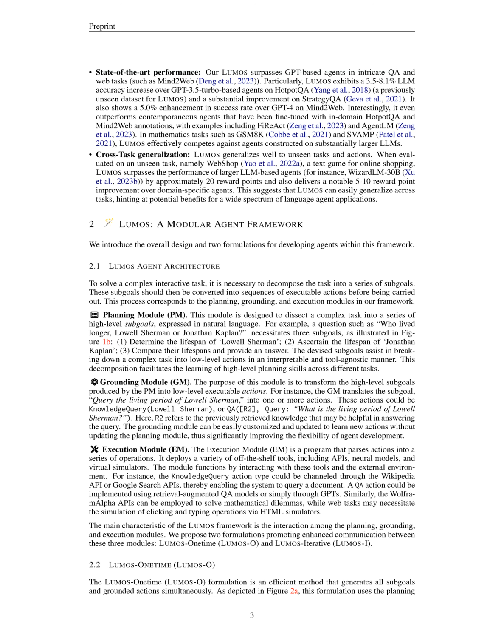Section Summary. We propose LUMOS, an open-source language agent framework built on open-source language models, LLMs, which addresses the limitations of closed-source LLM-based agents. LUMOS consists of 3 modules: a planning module, a grounding module, and an execution module, enabling it to perform complex interactive tasks such as question answering, web browsing, and mathematical reasoning. Our evaluation shows that LUMOS achieves state-of-the-art performance across various tasks, outperforming GPT-based agents and demonstrating cross-task generalization capabilities.